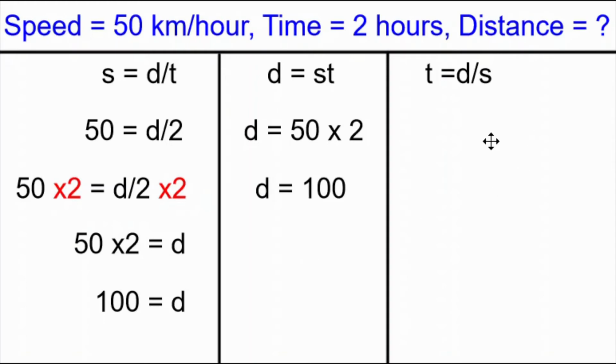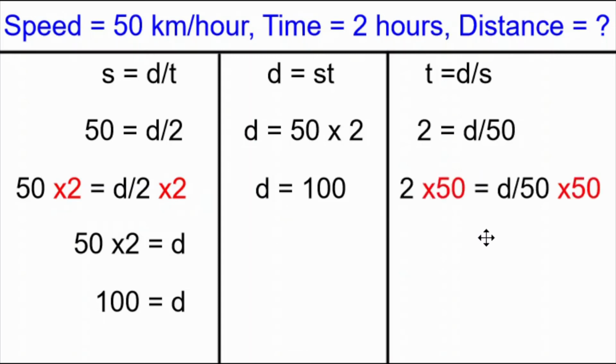In the third version of the formula, again we replace the s with 50 and the t with 2. We have 2 equals d over 50. We're in the same situation we were in on the leftmost version of the problem. We have to get that 50 away from the d. So what we'll do is we'll multiply both sides by 50. The two 50's on the right side will cancel, and d is by itself. d is equal to 2 times 50, which of course is 100.